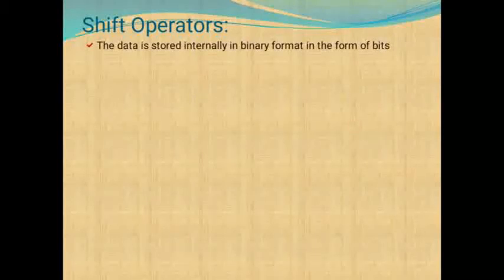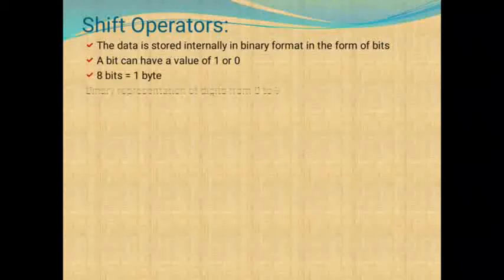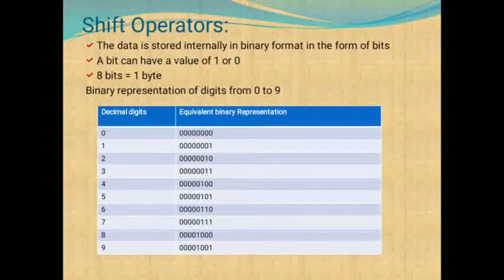The data is stored internally in binary format in the form of bits. A bit can have a value of 1 or 0. None other, not any value is accepted, only 1 and 0. 8 bits form a byte. Now, here the binary representation of digits from 0 to 9 is shown below in the table.